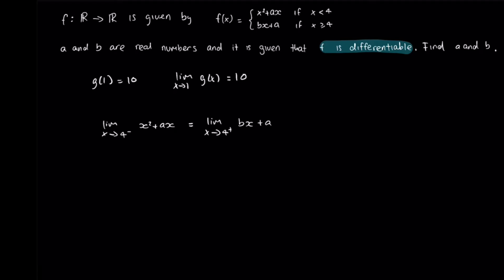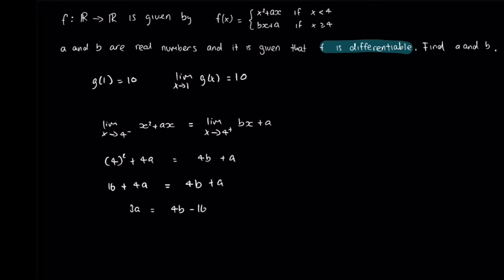So simplifying the left-hand side, as x approaches 4, x squared is 4 squared, plus 4a. On the right-hand side, we're going to have 4 times b plus a. This is 16 plus 4a equals 4b plus a. Simplifying this, we get that 3a equals 4b minus 16.